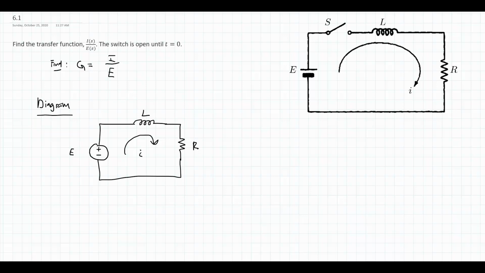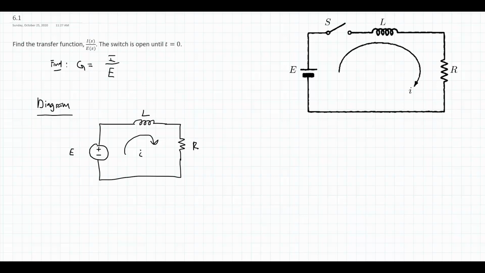You'll notice I'm not including the switch in my picture because the fact that there is a switch and it's open for a long time and that's closed at time equals 0, what that's going to do is basically make sure that we are starting at equilibrium where there's no charge stored in anything, the current is 0 for a long time, and then we're starting up. What that lets us do is have all of our initial conditions be 0.